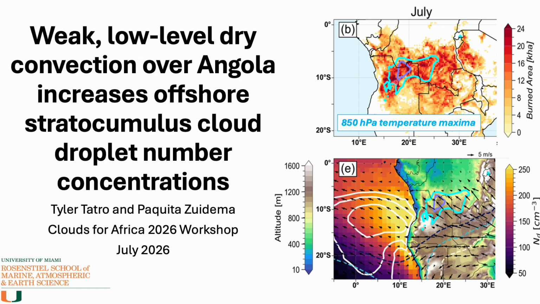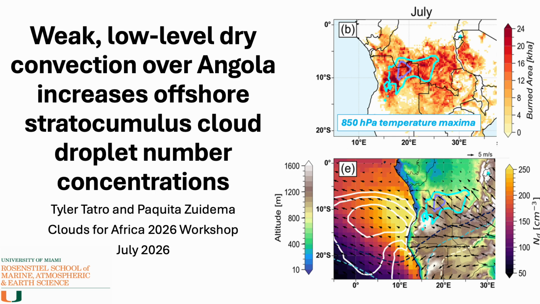So even though we're in the austral winter, we see this large area of fires that's co-located with maximum surface heating, also at this area of convergence between moist low-lying Congo to the north and elevated plateaus to the south. And if we look directly offshore, you see the annual maximum in cloud droplet number concentration.